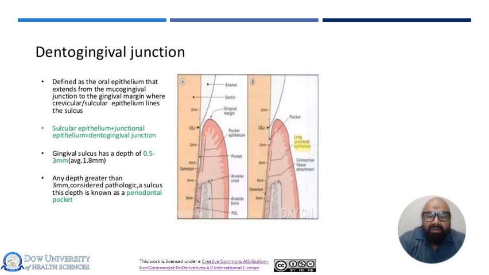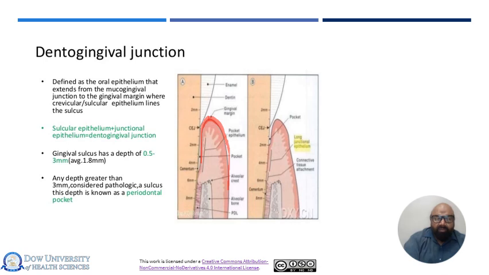Now, this is the junction where the free gingival groove actually attaches or encircles the tooth. So we have an outer part of the attached gingiva and we have the inner part of the attached gingiva. So the inner part actually has two more parts. So we have the attached gingiva on the outer side, and from this area, we have the free gingival groove, and in the free gingival groove, we have the junctional epithelium and the sulcular epithelium.